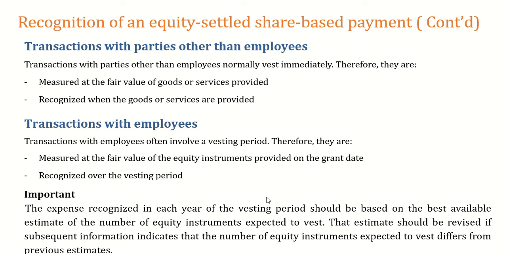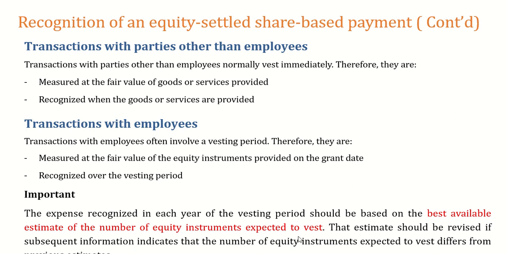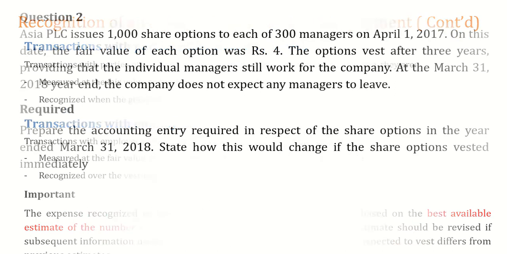It is very important. The expense recognized in each year of the vesting period should be based on the best available estimate of the number of equity instruments expected to vest. It is based on the best estimate. If employees leave in the coming years, we should be able to change the expense a little. Employees may leave, so we estimate and remove them. So the standard says when you allocate these expenses, use the best estimate to calculate it.